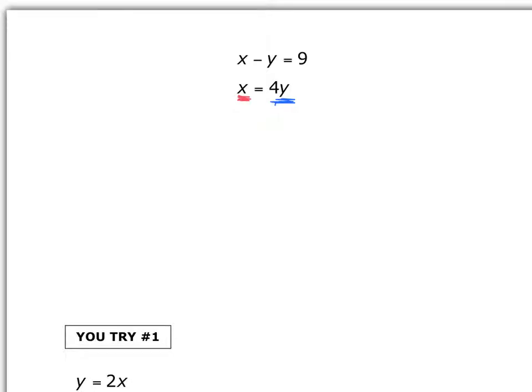If we look at our other equation, you can see an x in there. Every time you see an x, you can plug in that 4y. So let's do that. We're just rewriting that equation: 4y minus y equals 9. Once you have that, it enables us to solve the equation. You have 4y minus y, and if you take 1 away, that gives us 3y equals 9.